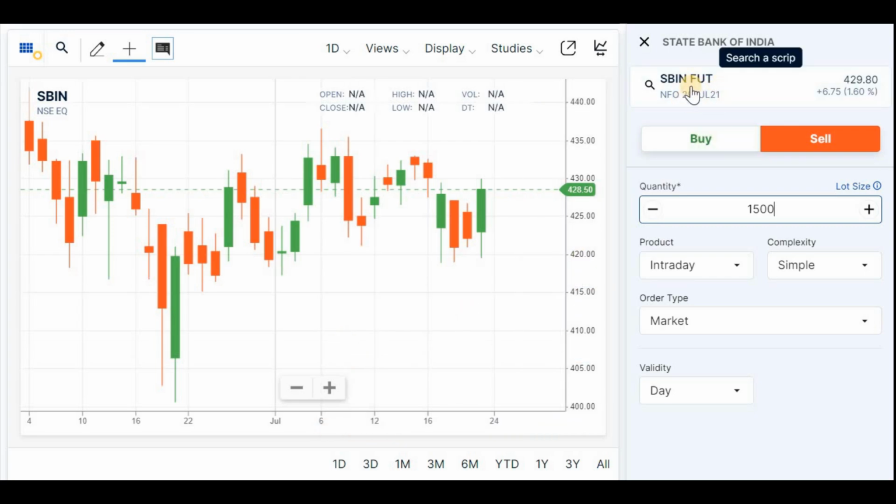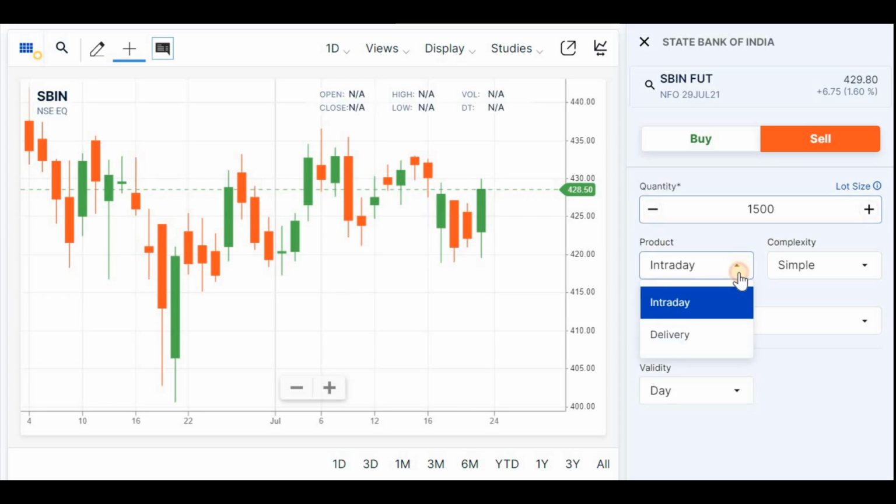can short SBI futures. This is SBI July 2021 futures. This lot size is 1500. Either you can trade in intraday or you can trade in delivery. If you trade in delivery, then you can hold till July last Thursday. Or if you trade in these futures in intraday, then you have to exit that particular trade on that particular day only. So for buying this SBI futures or for shorting this SBI futures, minimum 1 lakh rupees is required.